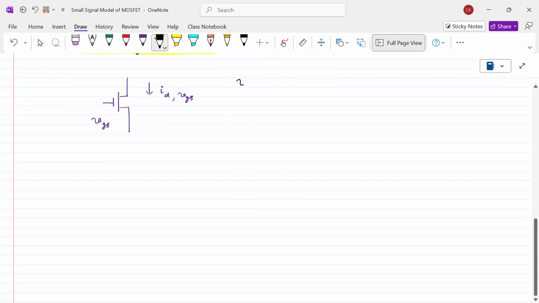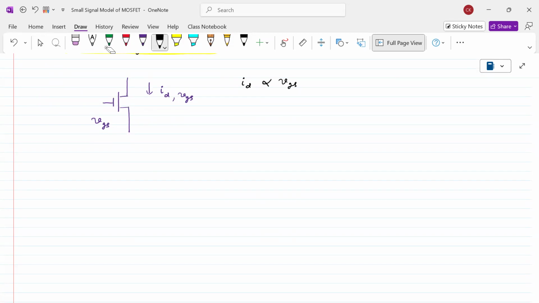So what fundamentally can we write? That means we are applying VGS, right? What we are getting is ID, because of what? Because of VGS. When the VGS increases, ID also will increase. So therefore, what is the proportionality constant here? Let me understand this one.